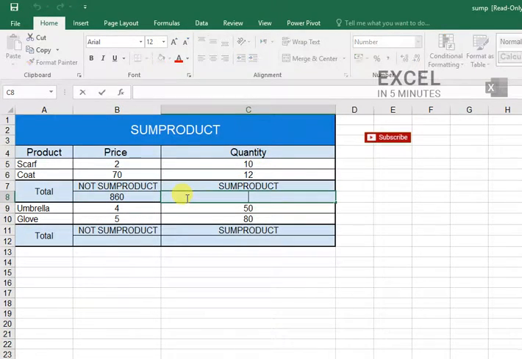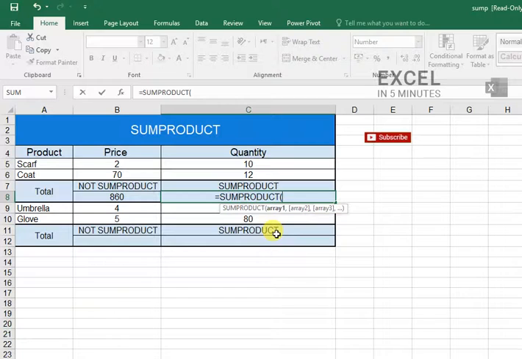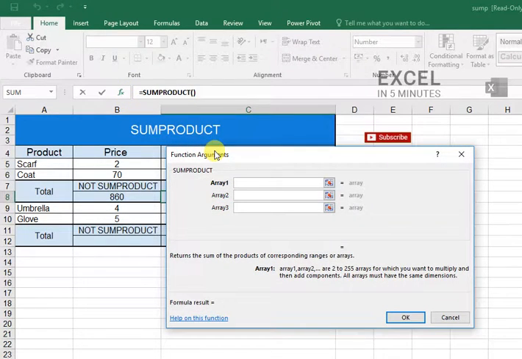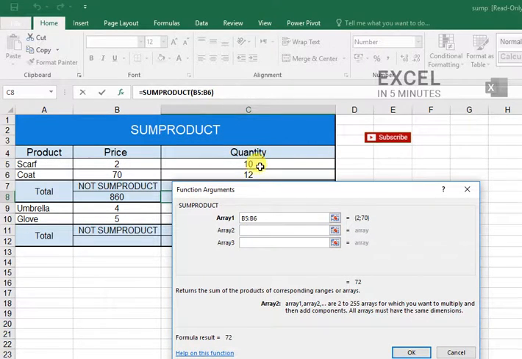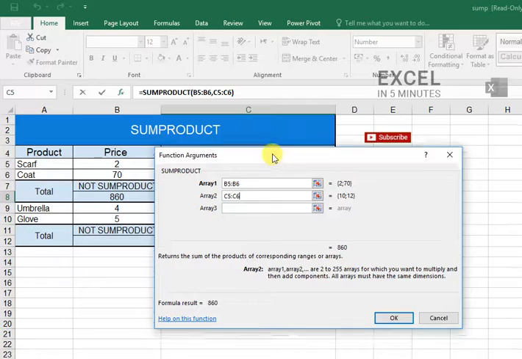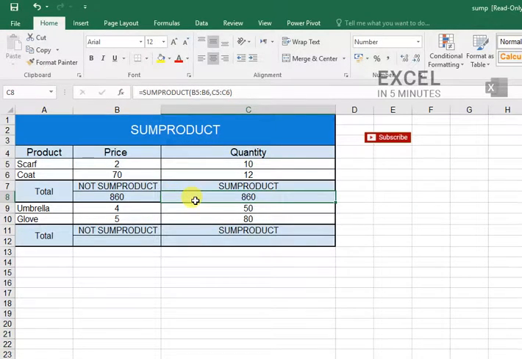Now I can do this with the SUMPRODUCT function: equals SUMPRODUCT, and then it opens a box with arrays. Array 1 is the price and then I have array 2, this is the quantity, and then I press the OK button and I have the same total.